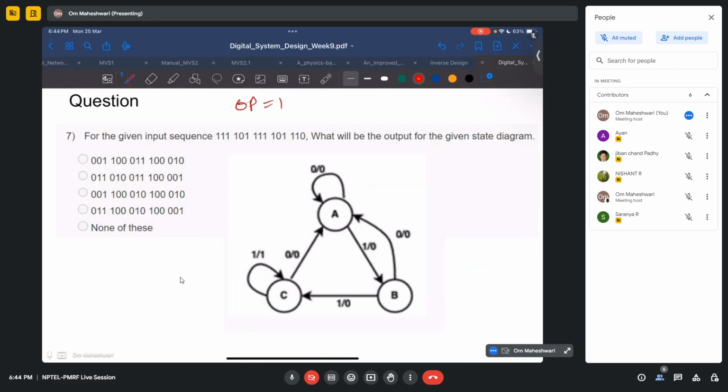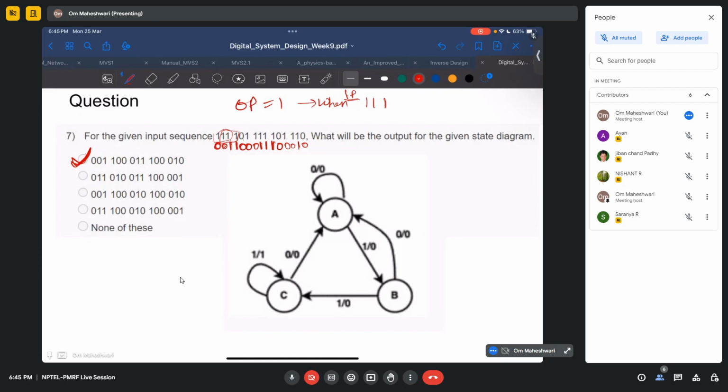Output will be 1 when you detect 111 input sequence, correct? So till here there is no sequence, till here there is no sequence, till here you detected 111, your output will become 1. Here also these three are 111, your output will be 1, again 0, again 0, again 0, then 1, 1, 1, 0, 0, 0, 1, 0. So option A. You don't even need to look at the state diagram.